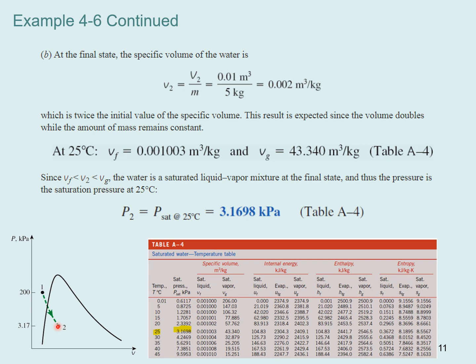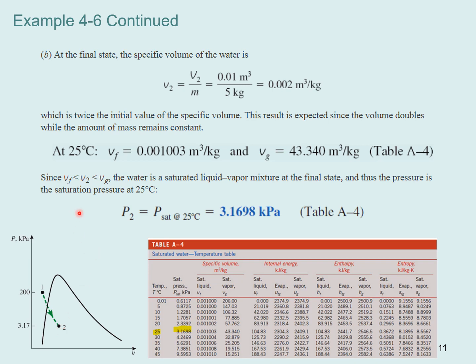Well, again, we go to table A4. If you go to table A4 and you look up, you're at 25 degrees C. If you look at what the VF value is and what the VG value is, you're right between those values. VF is 0.001, VG is 43.34. We're closer to the VF value than we are the VG value, but we're in between. So we are in the liquid vapor mixture region. That's where the final state is going to be.